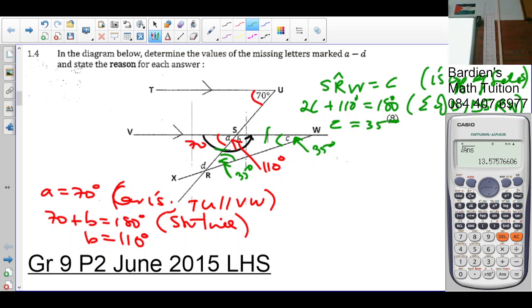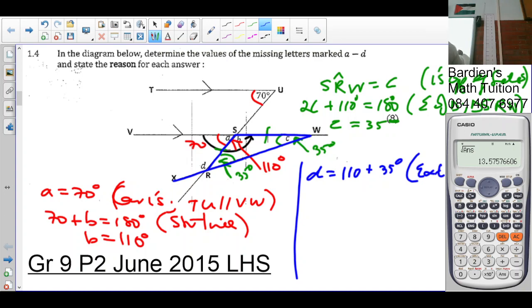So do we need D? Yes, we still must calculate D, and now you're going to calculate D. 110 plus 35 is equal to D, why? Exterior angle of triangle. Or I could have gone with angles on a straight line. So D is equal to 110 plus 35 degrees, and that is exterior angle of triangle, and this triangle is SWR. So D works out to be 140.